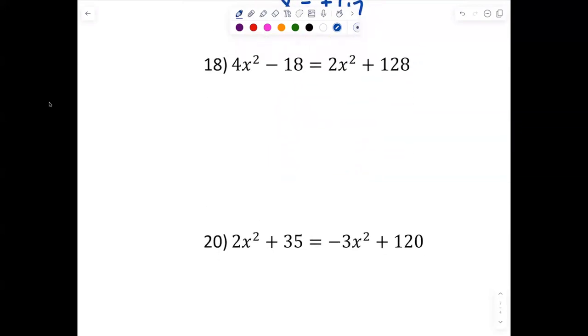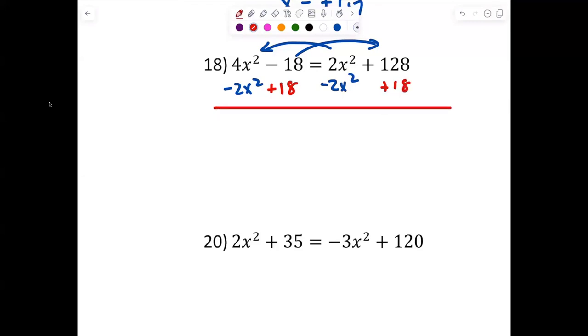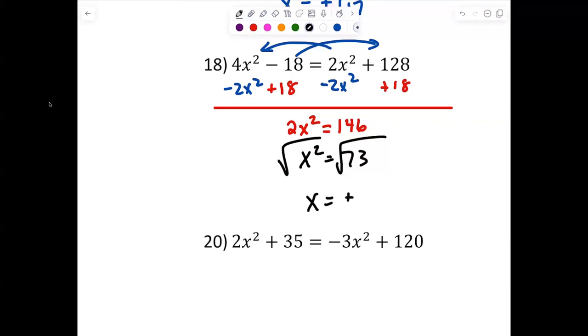Okay, here we go. Now we have to move things around. I got to put the squares with the squares and the constants with the constants. So I have to subtract 2x squared, subtract 2x squared, add 18, add 18. Hopefully you can see that gives me 2x squared is equal to 146. Thank you very much. Now what? So x squared is equal to 73, and I believe 73 is prime, which is good for us because now we don't have to break it down. So x is equal to what? Yeah, plus or minus square root of 73.